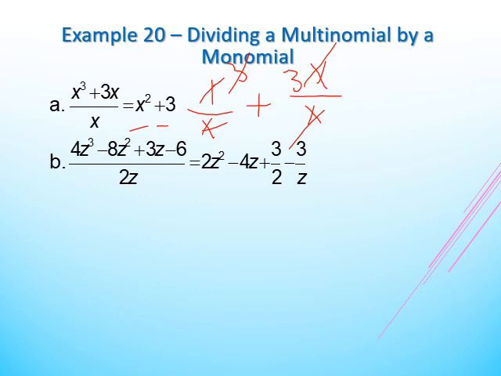Part B is 4z to the power 3 minus 8z to the power 2 plus 3z minus 6, all over 2z. So we will eliminate each term in the numerator with the same in the denominator. Like this, 4z to the power 3 over 2z equals 2z squared, minus 8z squared over 2z equals minus 4z, plus 3z over 2z equals 3 over 2, and finally minus 6 over 2z equals minus 3 over z.